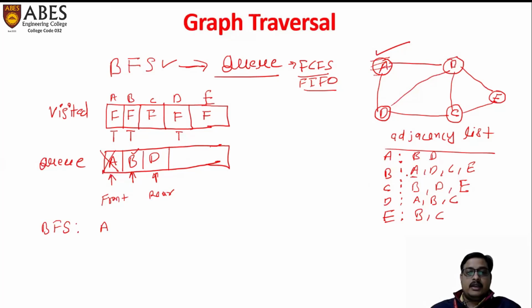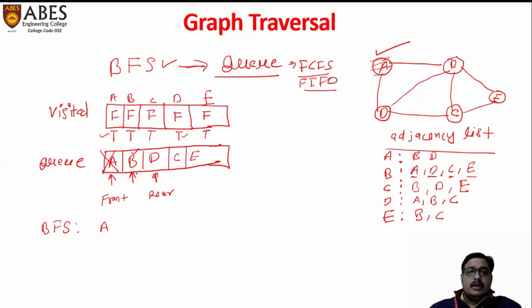So A is already visited. So you can see here the status is true. We will not add it in this queue. Now come to D. The status of D is also true, so we will not add it in this queue. The status of C is false, so we'll mark C as true and add this C into the queue. Now come to E. The status of E is also false, so we'll add E in this queue and mark the status of E as true.